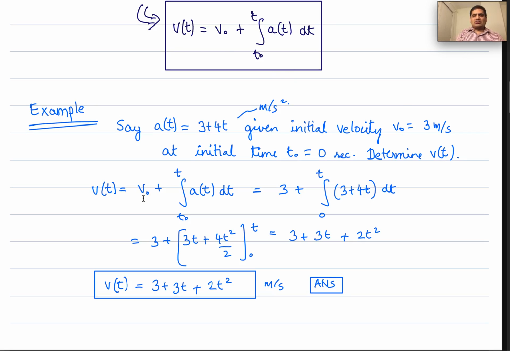How do we solve this problem? We just use this equation, v of t equals v naught plus integral of a of t dt, from t naught to t. V naught is 3. A is 3 plus 4t. Dt is 0 to t. So just bringing this over, 3 comes over. Integral of 3 plus 4t is 3t plus 4t squared divided by 2. Apply the limits. If you plug t in here, you get the same expression. If you plug in 0 here, you just get a 0. So essentially what you have is 3 plus 3t plus 4t squared over 2, which is 2t squared. So v of t equals 3 plus 3t plus 2t squared in the same units provided, okay? And that's the answer. That's v of t. So hopefully that's relatively straightforward.